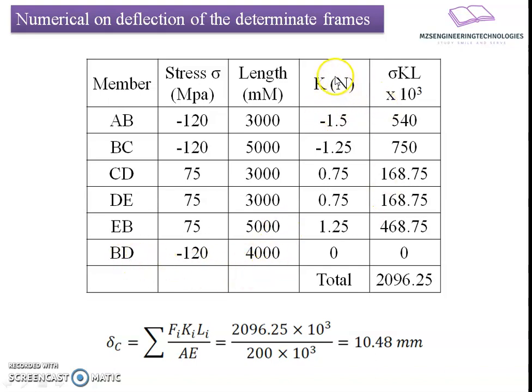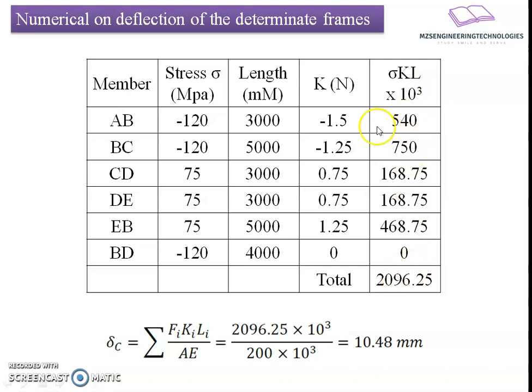Now I have substituted the value of K force here in terms of Newton. The AB carries minus 1.5, BC carries minus 1.25, meaning it is tensile in nature, whereas 0.75 CD, 0.75 DE, they are compressive in nature, and EB carries about 1.25, and BD, the vertical member, is carrying a zero force. Now if we take a product of this, instead of doing F_i K_i L_i by AE, I am going to take the product as sigma K into L into 10 raised to 3, meaning whatever the results are, they are in the power of 10 raised to 3.